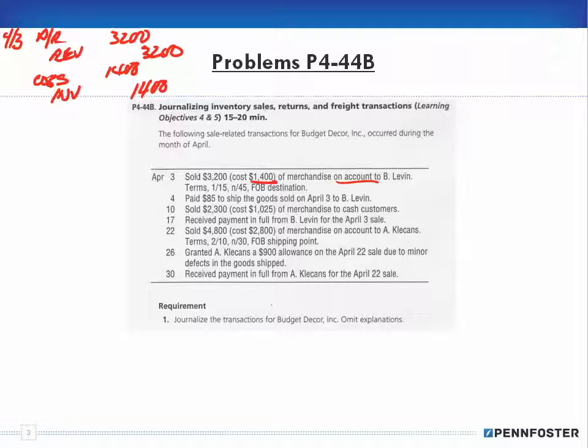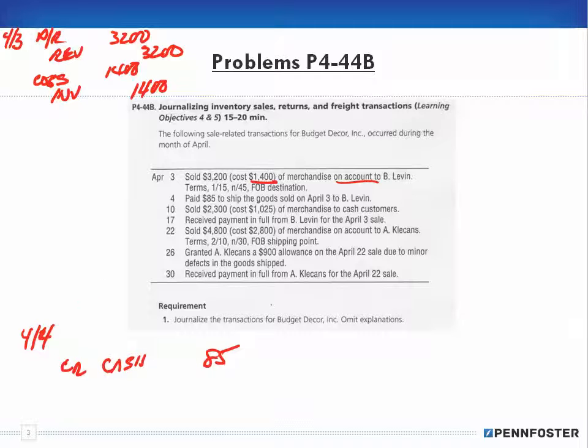Right, so on April 4th, paid $85 to ship the goods sold on April 3rd. Since that's associated with the sale to somebody else, if we're paying it, are we affecting cash? Yes, so we're going to credit our cash because we're decreasing it by $85.